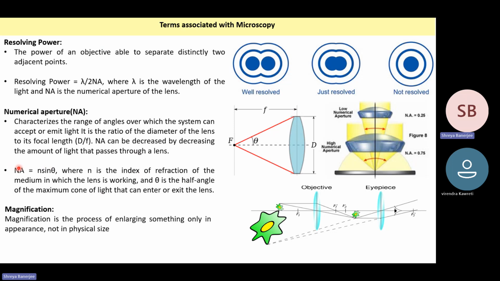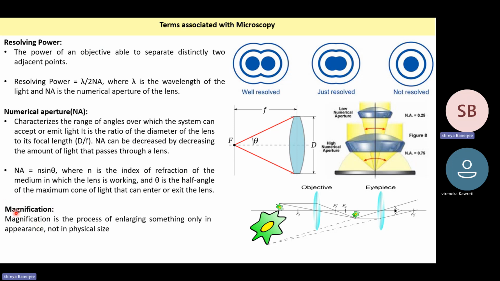So NA can have two mathematical expressions. One is d by f, that is diameter of the lens divided by focal length. Another is n sine theta, that is the index of refraction multiplied by sine of the angle theta, that is half of this maximum angle formed by the cone from both the edges of the lens.